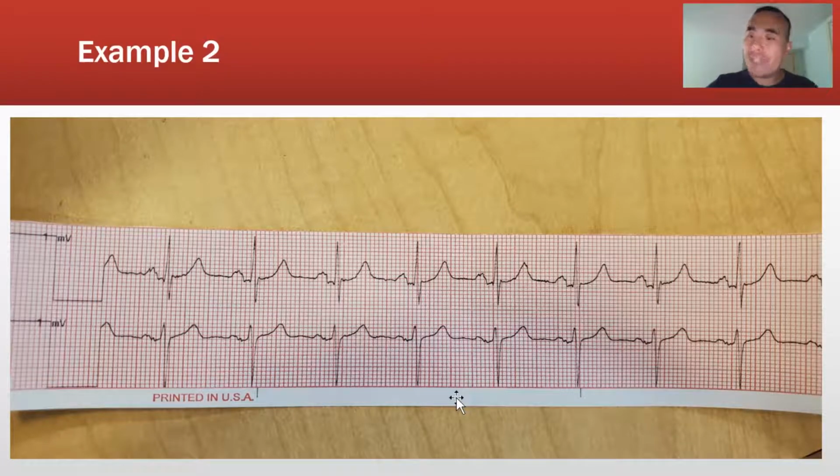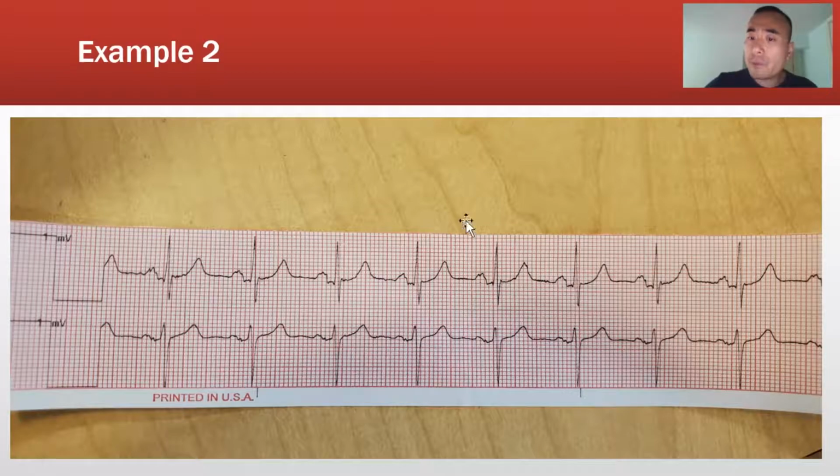So we're going to use the 1500 rule. 1500 divided by 19 gives me about 79, which is 79 beats per minute, and that's the heart rate, which falls under our 60 to 100, which is normal. Second criteria met.